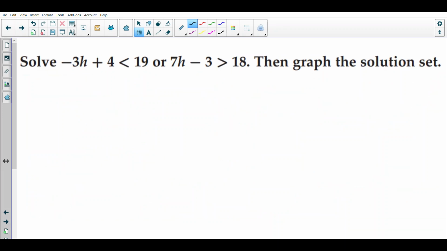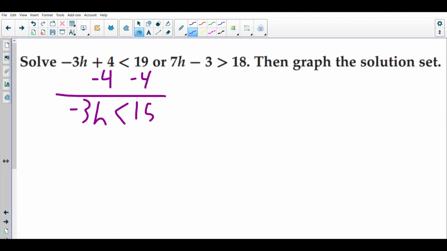All right, now let's do an OR one. These ones are separate. You can't really do much about them, so we solve them separately as is. For this one, I'm going to subtract 4 from both sides first. -3h plus 4 is less than 19. Subtract 4, we get -3h is less than 15. Divide by -3, divide by -3. Oh, dividing by a negative, so we have to flip, and we get h is greater than -5.